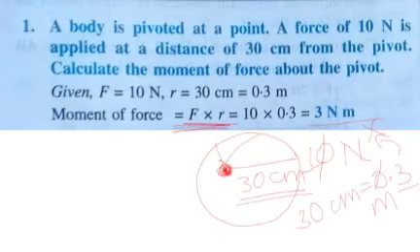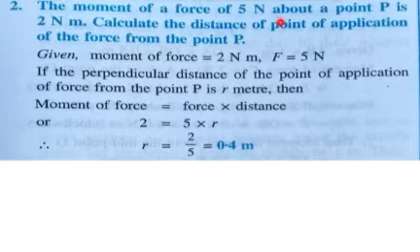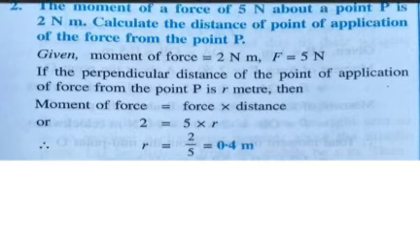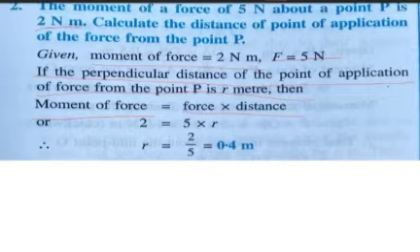Now second, the moment of force of 5 Newton about a point P is 2 Newton meter. Calculate the distance of the point of application of the force from the point P. Now moment of force is 2 Newton meter, you can see it here, and force is 5 Newton applied at a point, right? Now consider the perpendicular distance of the point of application of force from the point P as r meter. Then moment of force is equal to force into perpendicular distance, right?